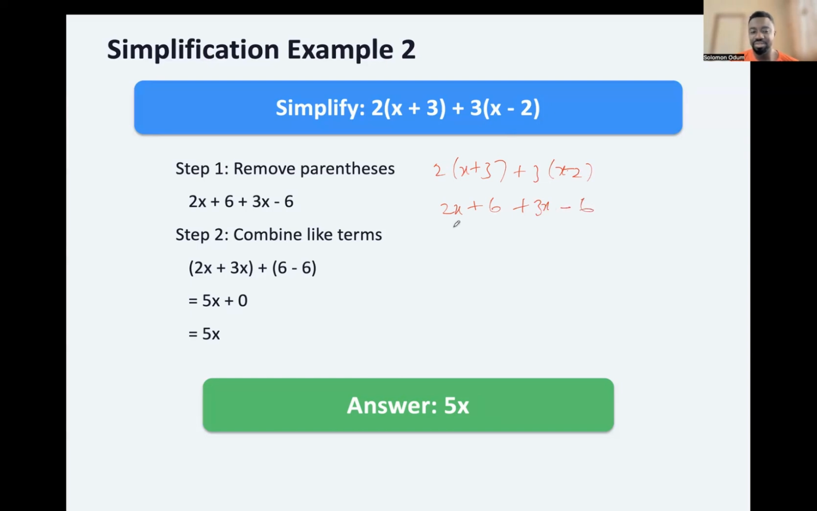After that, we group the like terms: 2x and 3x, and plus 6 and minus 6. The 2x plus 3x gives 5x, and plus 6 minus 6 is 0. So the answer will be 5x.